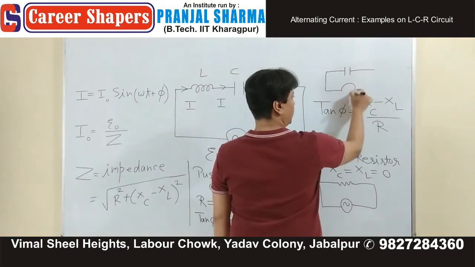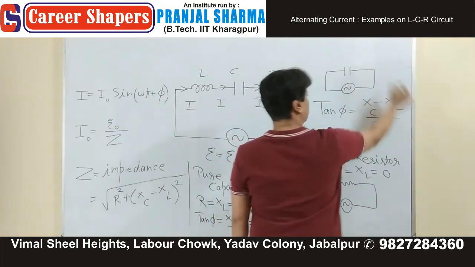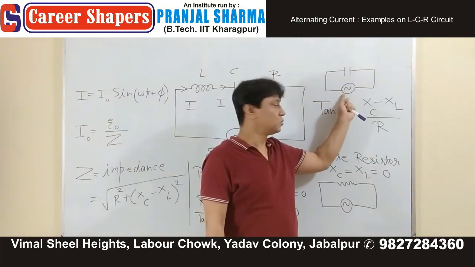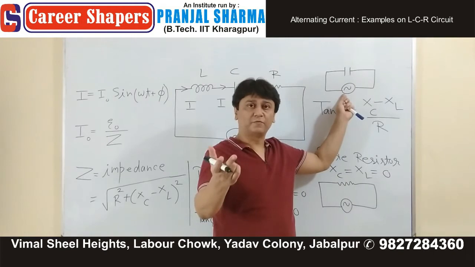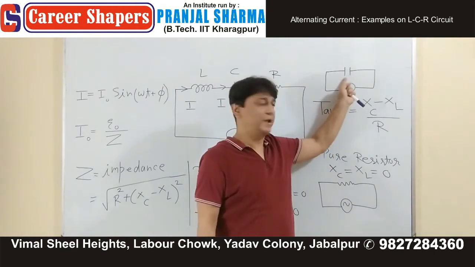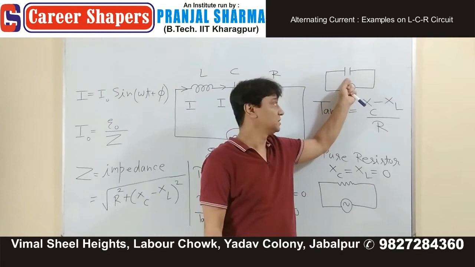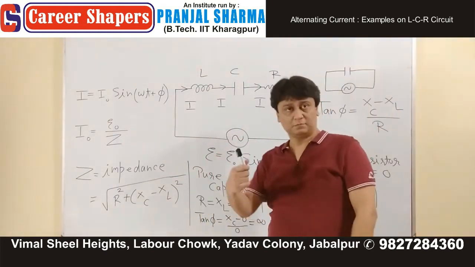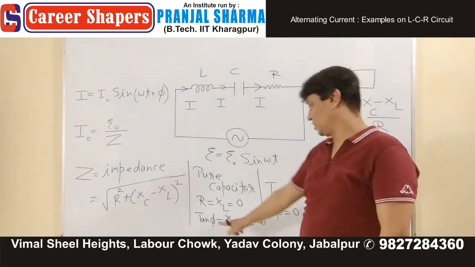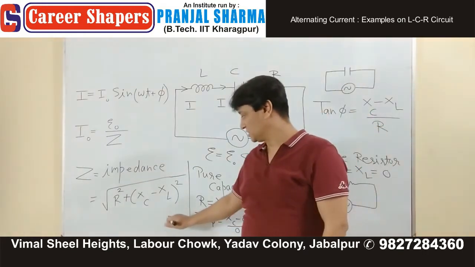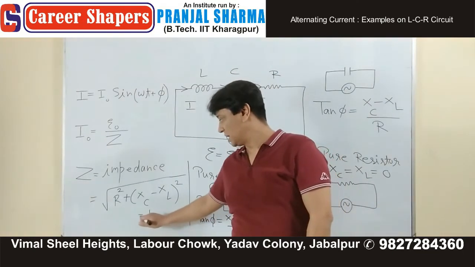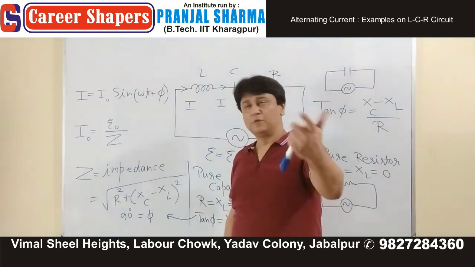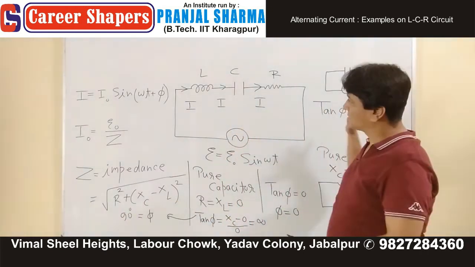So I hope you remember, if somebody has a pure capacitor connected with an alternating source like this, then the current and source EMF, source EMF, you know, in that case is the potential difference across the plates of the capacitor. Phase difference between these two was 90 degrees. So if your tan phi is coming infinity, it means it is giving you the value of phi as 90 degrees.